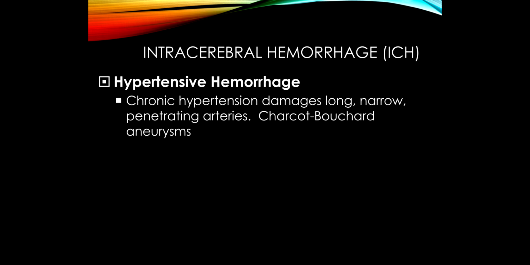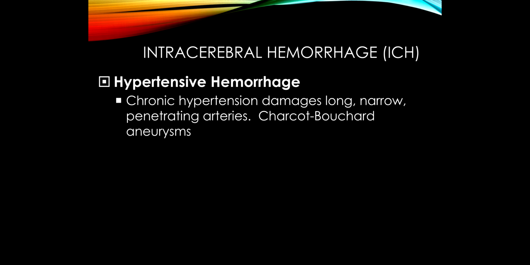The most common cause is due to chronic hypertension. So this is not like one bout of an elevated blood pressure, but a patient who often has poorly controlled high blood pressure over many years. And what that does is it weakens the ends of the small penetrating blood vessels in the brain, like the lenticulostriate artery. And so that weakening leads to these so-called Charcot-Bouchard aneurysms.